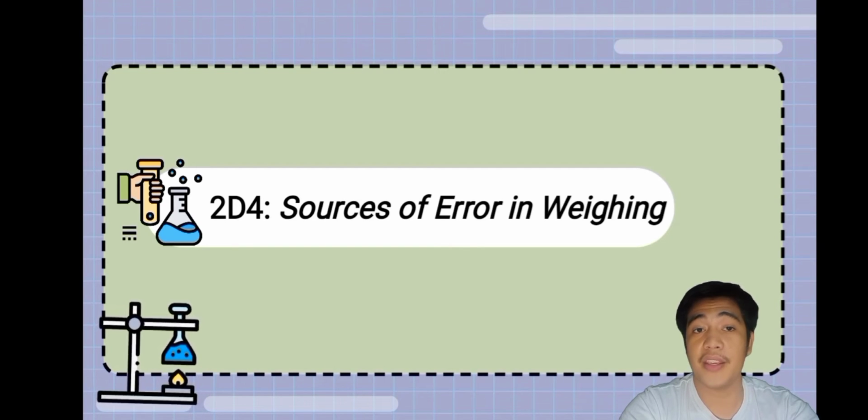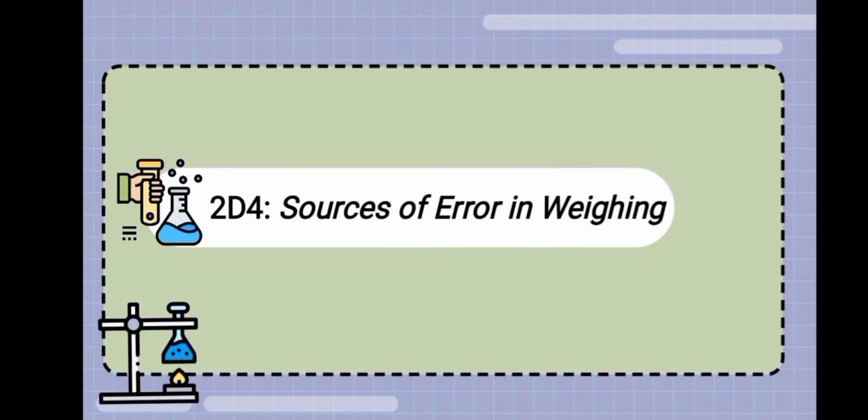Sources of error in weighing. Now, let us identify some of the sources of error in weighing the mass of an object.